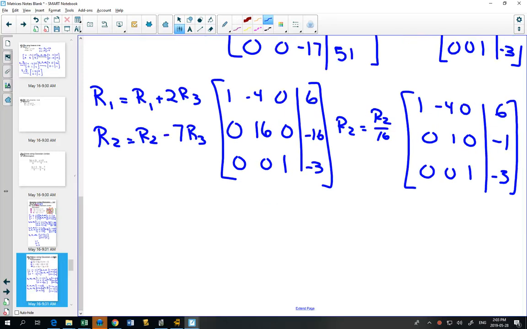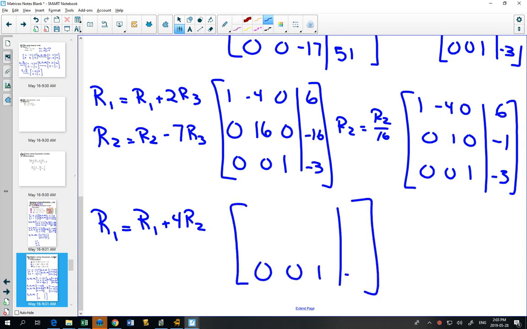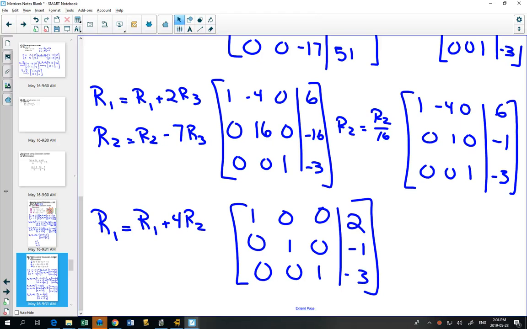Finally, we just need to make row 1 equal to row 1 plus 4 row 2s. And that will make this, that's already 1. 0, 0, and adding 4 of those, positive 2. Done. Okay.